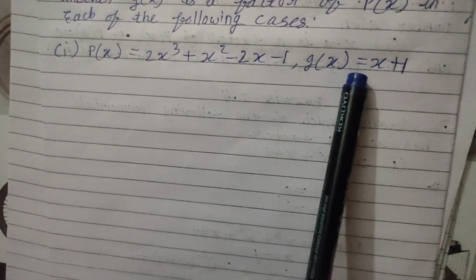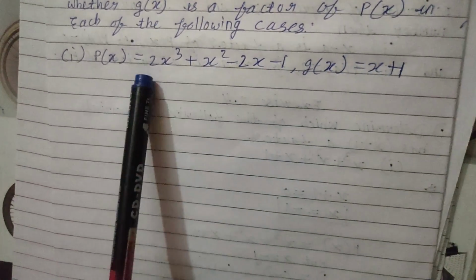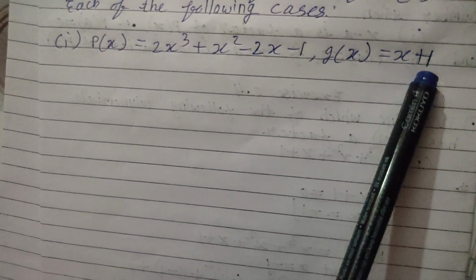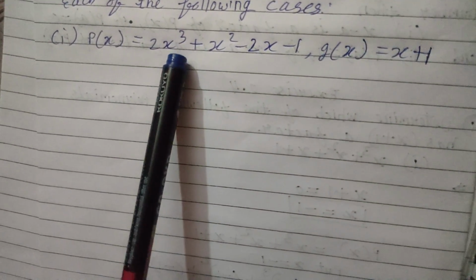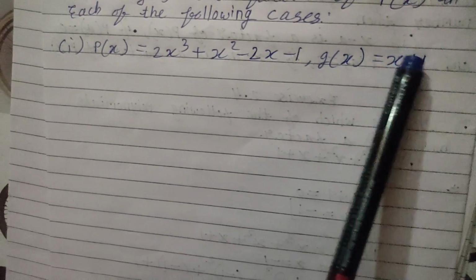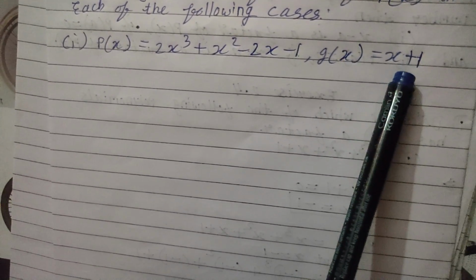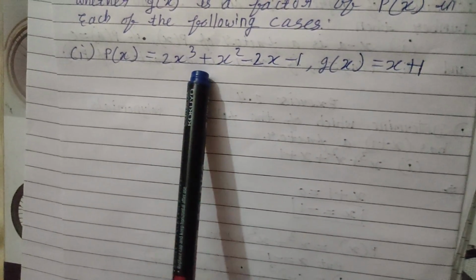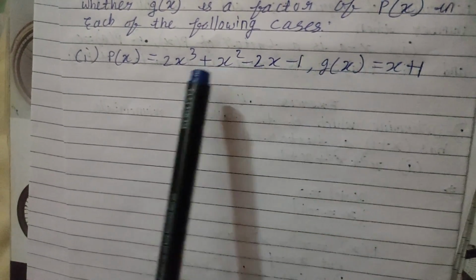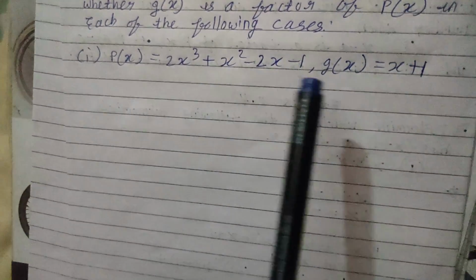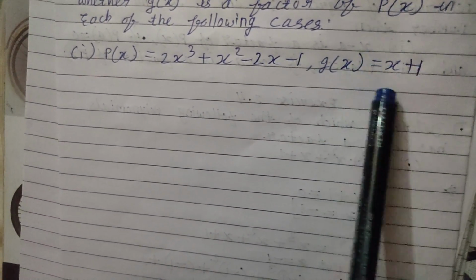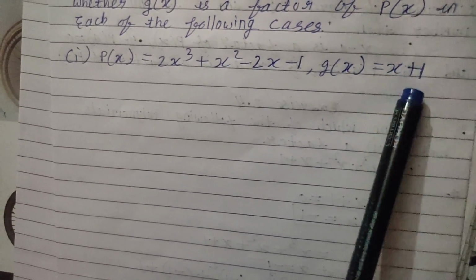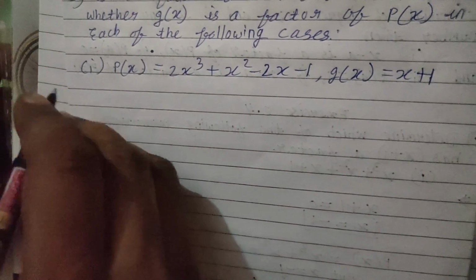So we have to find whether g of x, meaning x plus 1, is a factor of this polynomial or not. So x plus 1 will be a factor of this polynomial if, after taking out the value of x from this and putting that value in this polynomial, the answer is coming as 0. Then we will say x plus 1 is a factor of this polynomial. So first of all, always from the linear polynomial you have to find out the value of x by equating with 0. So I will start.